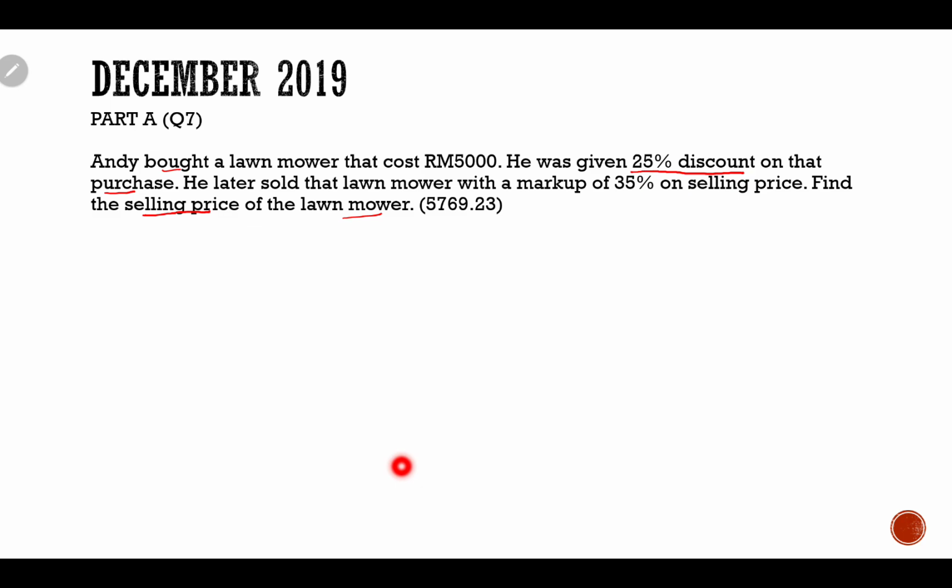So here we have the list price of the lawn mower. You may write: the list price of the lawn mower is 5,000 ringgit, with a trade discount given of 25% or 0.25. Now we do have the markup value of 35% based on selling price. So before we proceed, let us calculate the cost of the lawn mower.